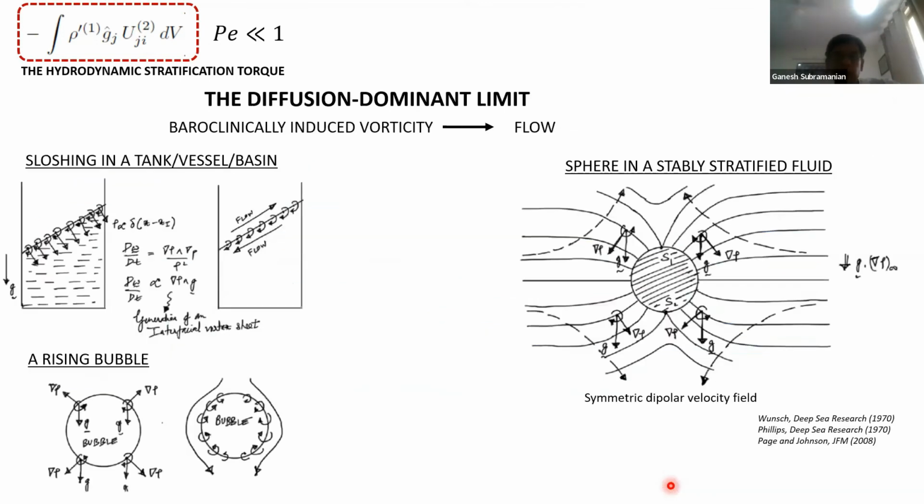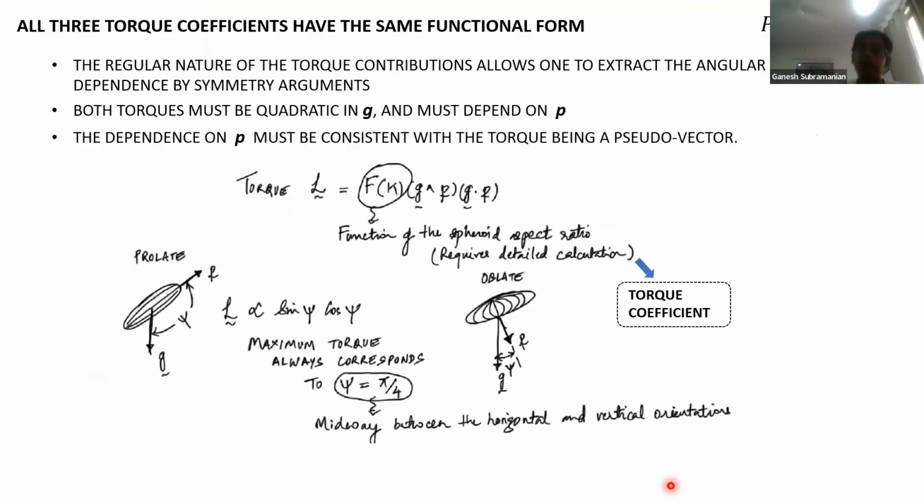Now an important aspect here for small Peclet is that all the torque coefficients have the same functional form. And what do I mean by this? If you look at the sketch here, I've denoted a prolate spheroid with gravity pointing vertically downward, and there being an angle C between the orientation of the spheroid and g. So it turns out that all of the three torques have the same dependence on that angle C. And that dependence is just sine C times cos C. And that's because of the regular perturbation nature of the problem.